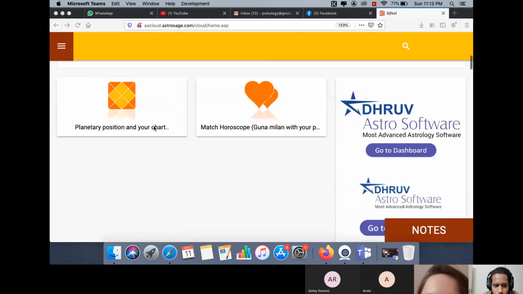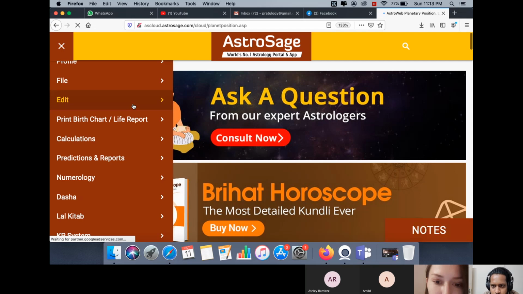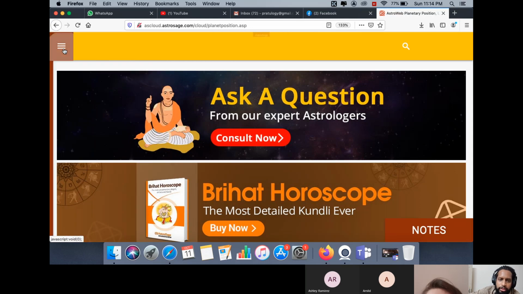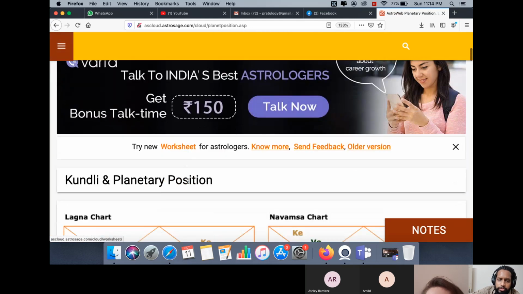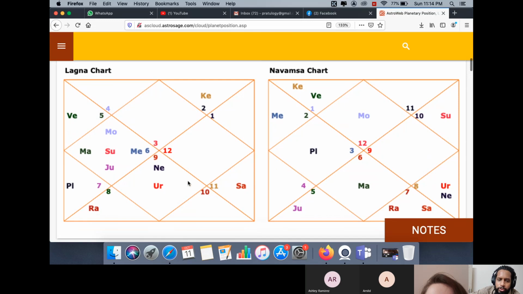Okay, cool. So this is a chart of a person, and I have cast this chart on the website astrosage.com, which we always use in our webinar. It's a free website, and you can always go to this website to cast your Vedic charts. So this is the Lagna chart. This is your natal birth chart.